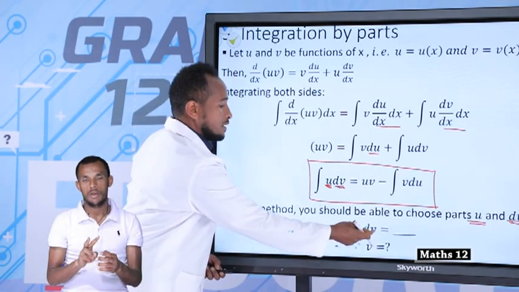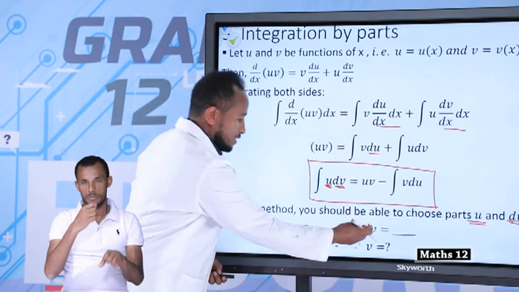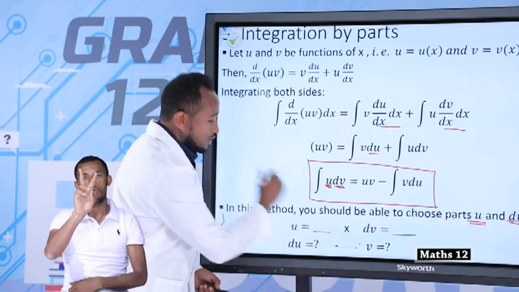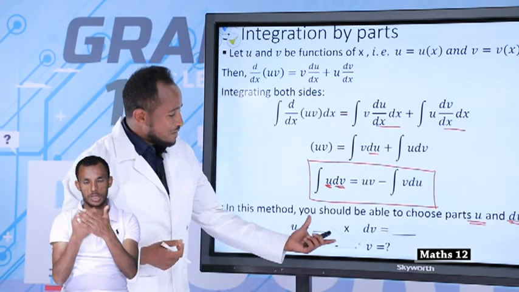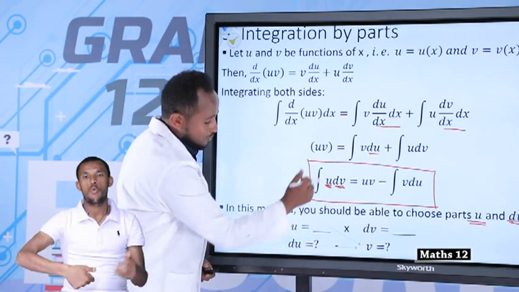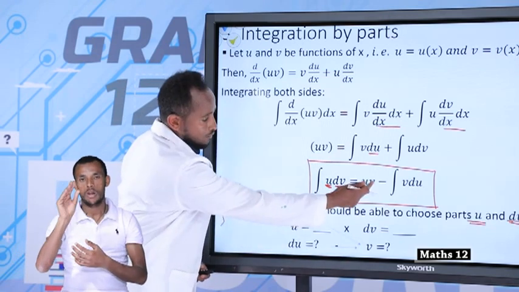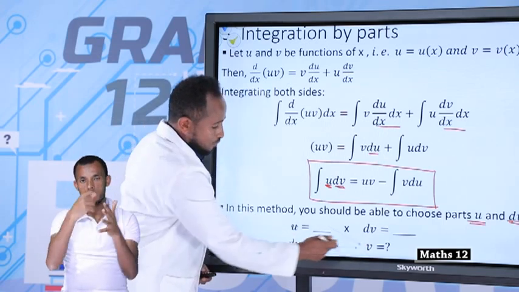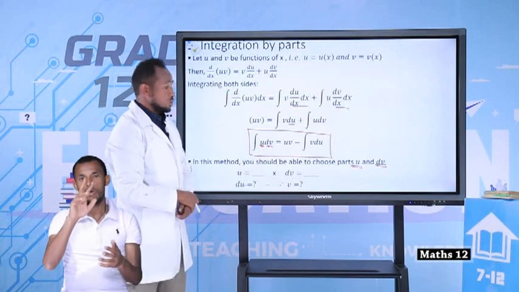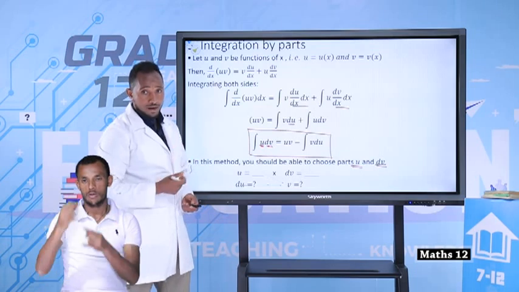Therefore, we integrate, you have to find the value of v. After doing this, you can remember the formula easily. The integration of the original expression u dv will be the product of the two, u and v, minus the integral of v times du. So this is the formula to apply the technique of integration by parts.